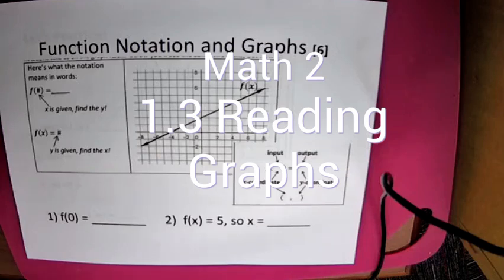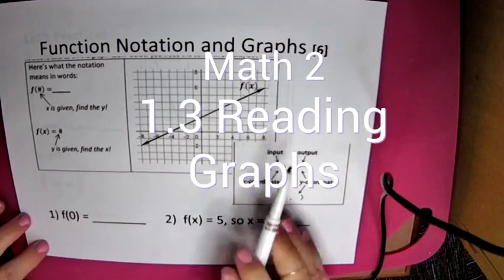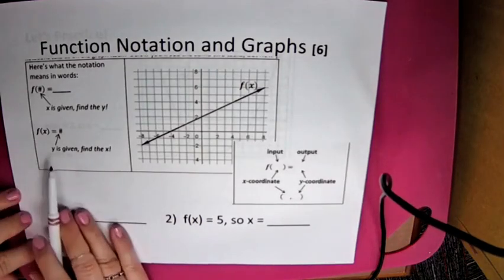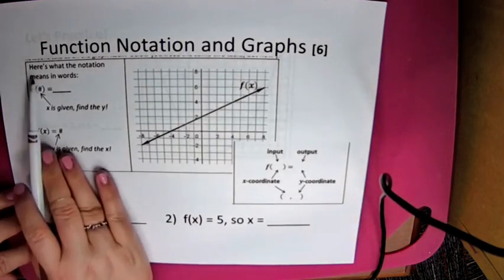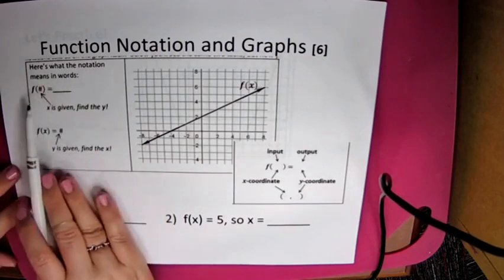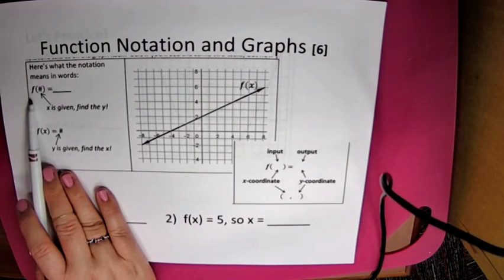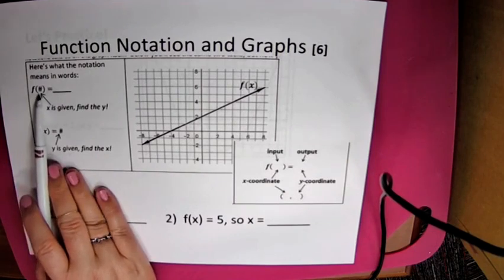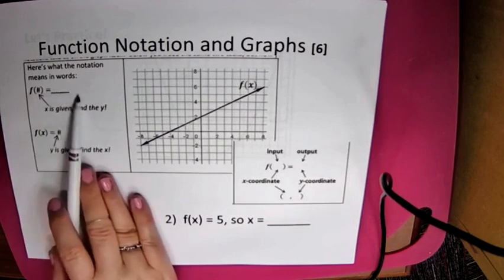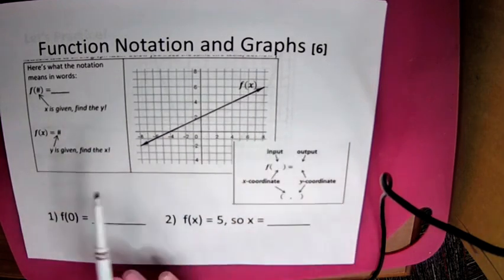All right, so today we're going to talk about function notation and graphs. In your book, that is page 6, just so you know. I just want you to recognize what each of them is talking about. So here, what the notation means in words is that f, who is the function, the variable will be here, and that will equal a certain amount that's on your graph.